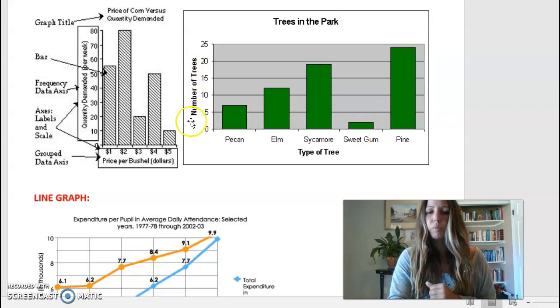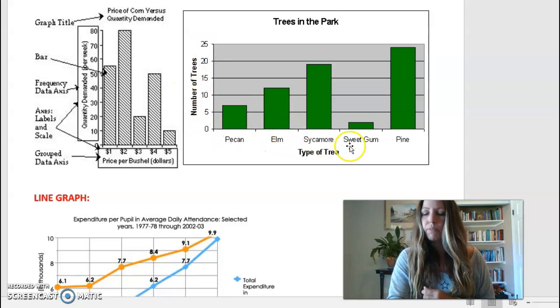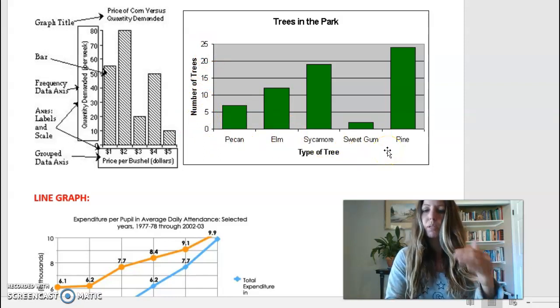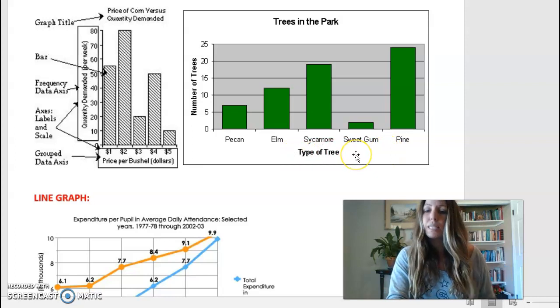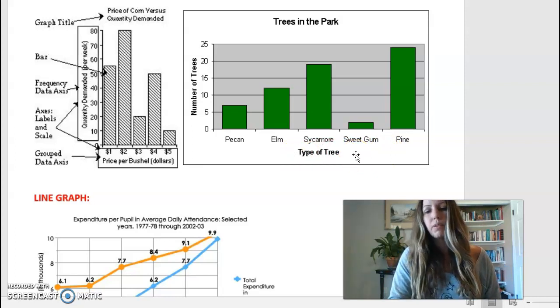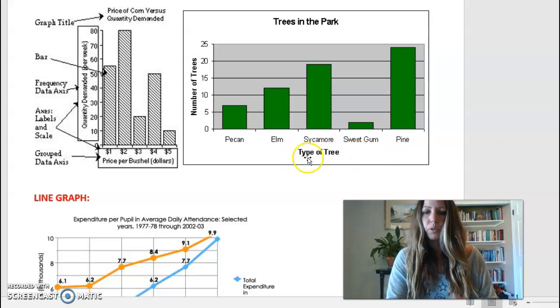And then of course, here's my number of trees, 0 to 25. These are my specific types of trees that I'm listing. And of course, you need to identify your independent variable, which is the type of tree, okay?